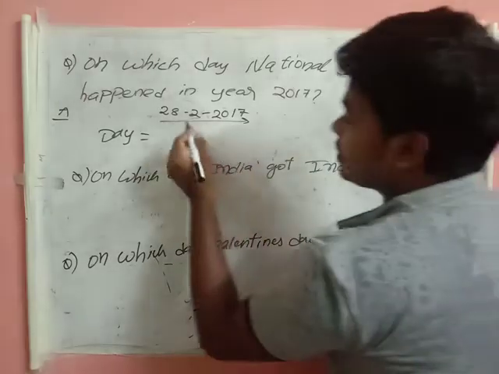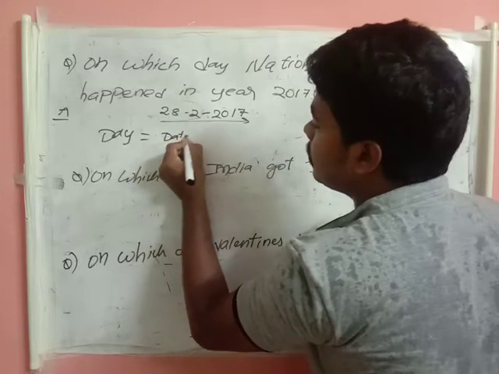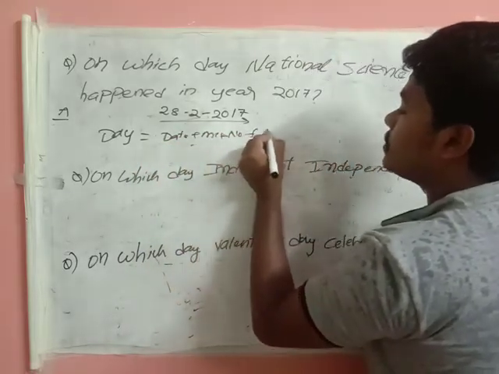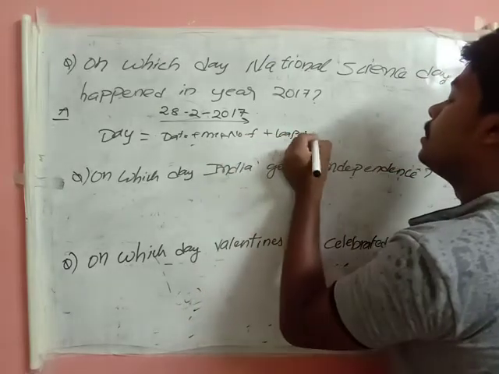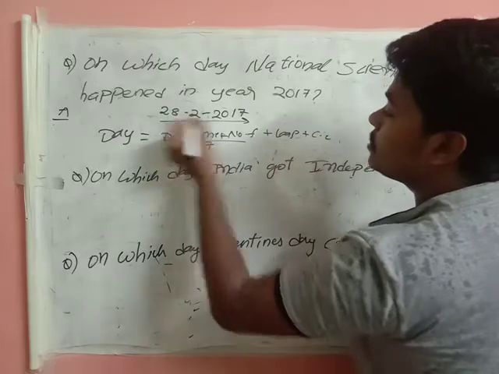Right, so I'll be discussing... So what is our formula? Day is equal to date plus month code plus number of years plus number of leap years plus century code, divided by 7. So what is my date?